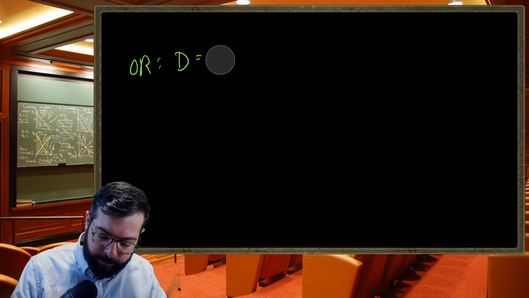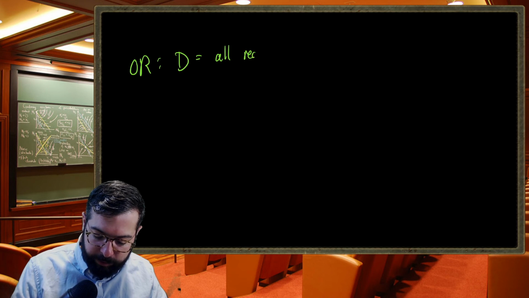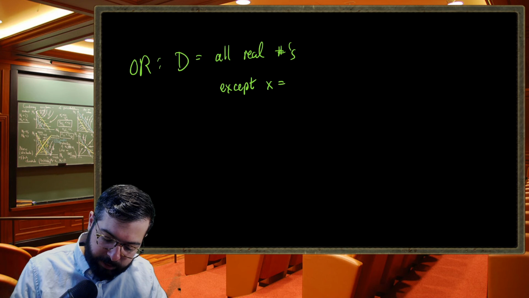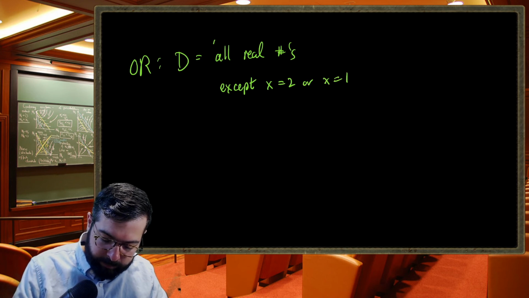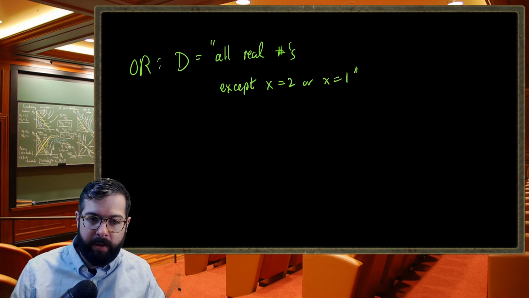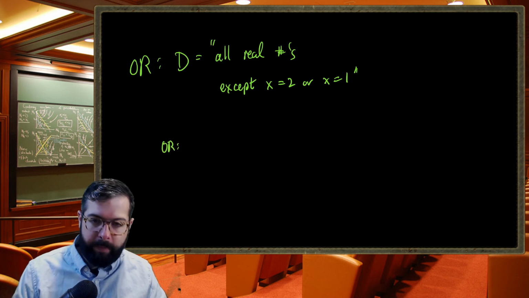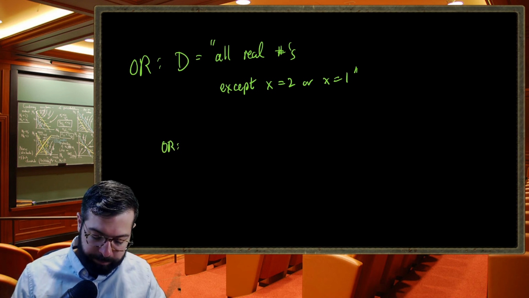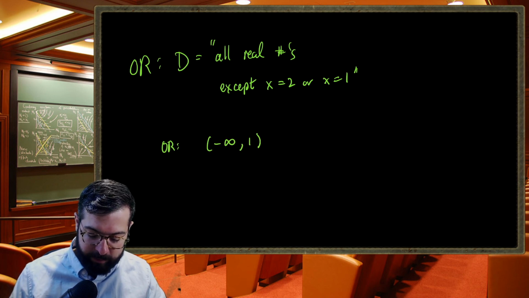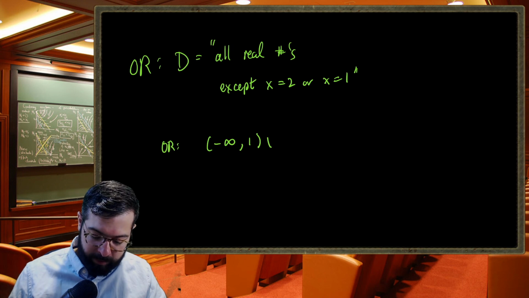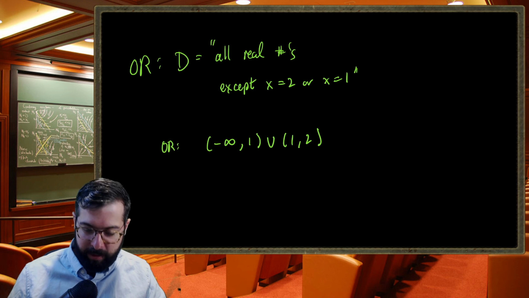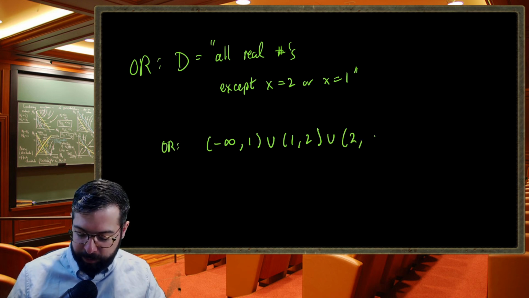Or you can say the domain is all real numbers except x equals 2 or x equals 1. So you can describe the set verbally. Or you can use interval notation. So you could say you can go from negative infinity up to 1 and not use 1, union that, which means join together, with the interval from 1 to 2, not using 2, and then go from 2 up to infinity.